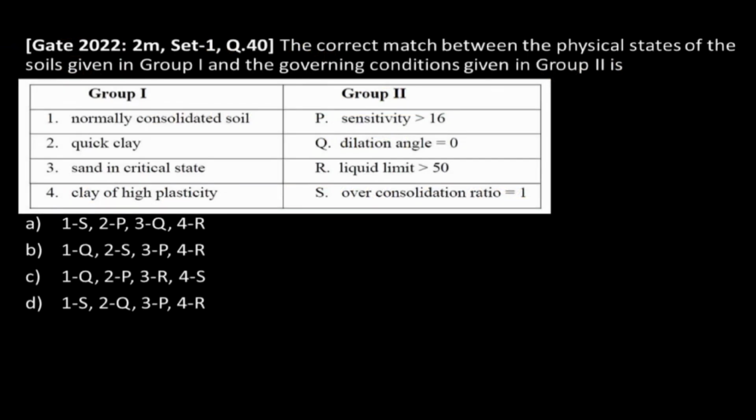Question. It is a memory based question. So for normally consolidated soil, over consolidation ratio will be equal to 1. And for quick clay, sensitivity will be greater than 16. For clay of high plasticity, liquid limit is said to be greater than 50. For sand in critical state, dilation angle is equal to 0. So 1s, 2p, 3q, 4r. Option A is the right answer.